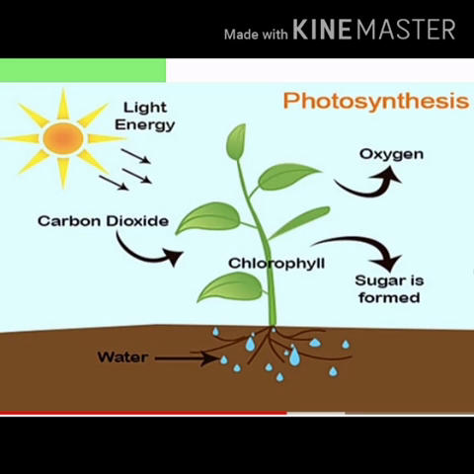Now we will talk about photosynthesis. The main function of the leaves is to prepare food for the plant. It prepares the food with the help of sunlight, water and carbon dioxide from the air. And there is a green substance present in the leaves that is called chlorophyll. Without chlorophyll it cannot prepare the food, because the chlorophyll absorbs the sunlight.